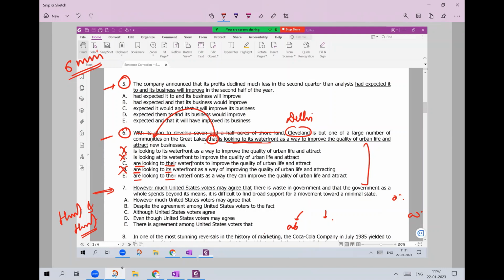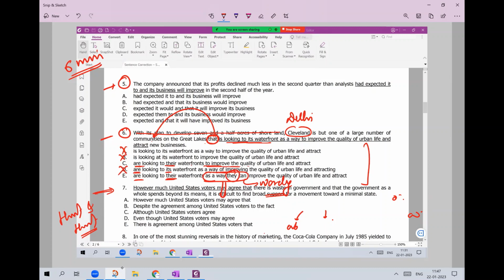Are looking to their waterfronts. This is fine. Now when I read C, are looking to their waterfronts to improve the quality of urban life and attract new businesses. E says are looking to the waterfront as a way they can improve. Now this is a 100% wordy statement. When a statement can be so clearly written, are looking to their waterfront to improve the quality of urban life and attract new businesses, why would you want to introduce another pronoun?